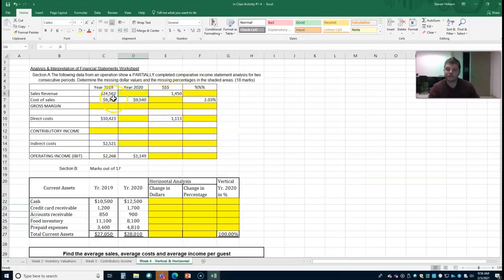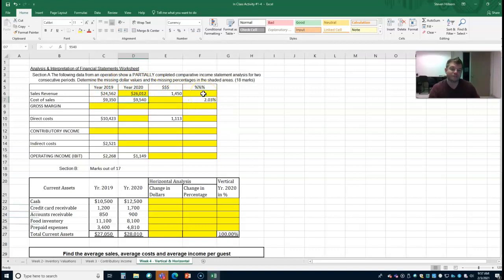So in year 2019, it was $24,562. We don't know the year for 2020, but we do know that it had a $1,450 change. So what we're going to do is just simply add on this amount. So from year 2019 to 2020, the change is 1,450.